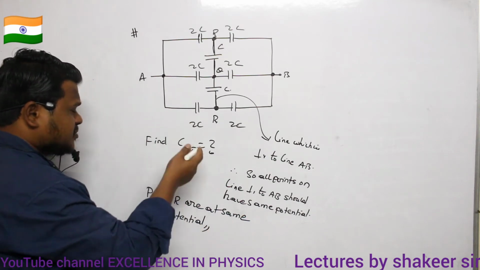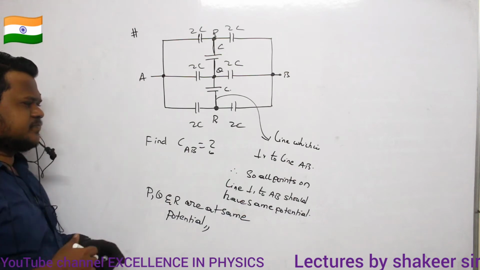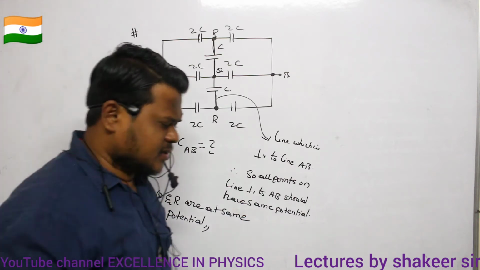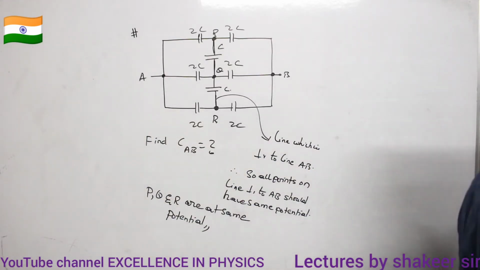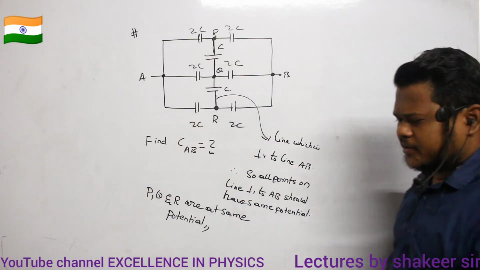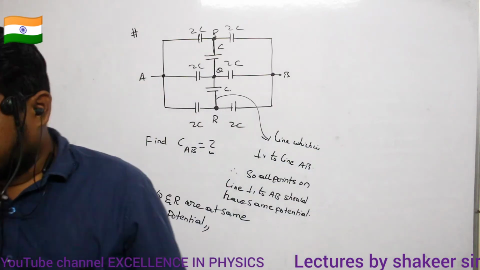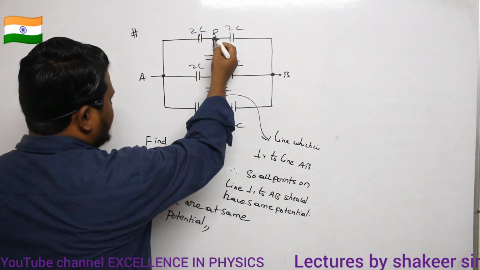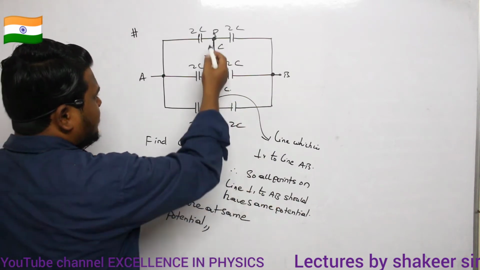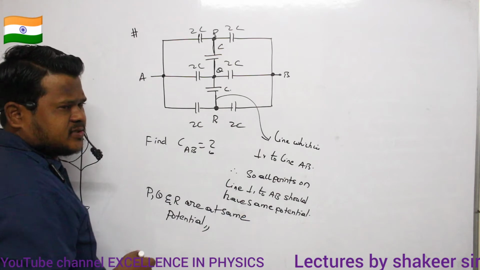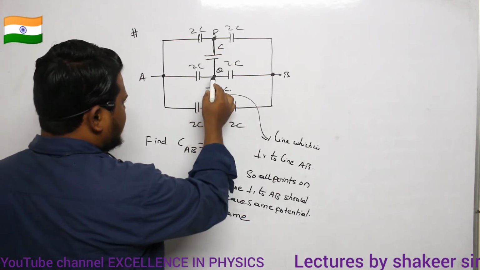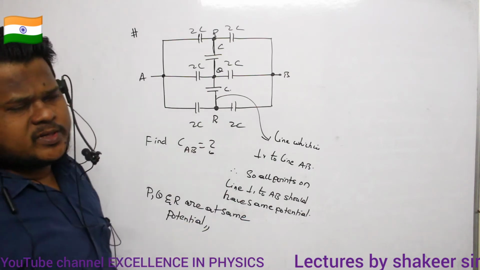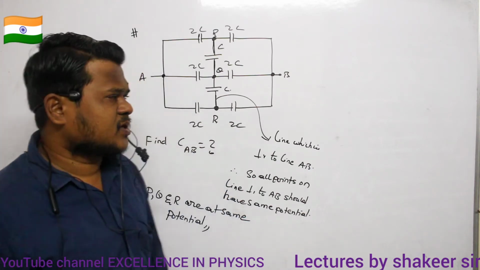What is meant by they are present at the same potential? If points are present at the same potential, what do you understand? We understand that charge cannot flow from point P to point Q. Why? Because these two points are at the same potential. Similarly, charge cannot flow from point Q to point R also, because again these two points are at the same potential. Are you able to understand?